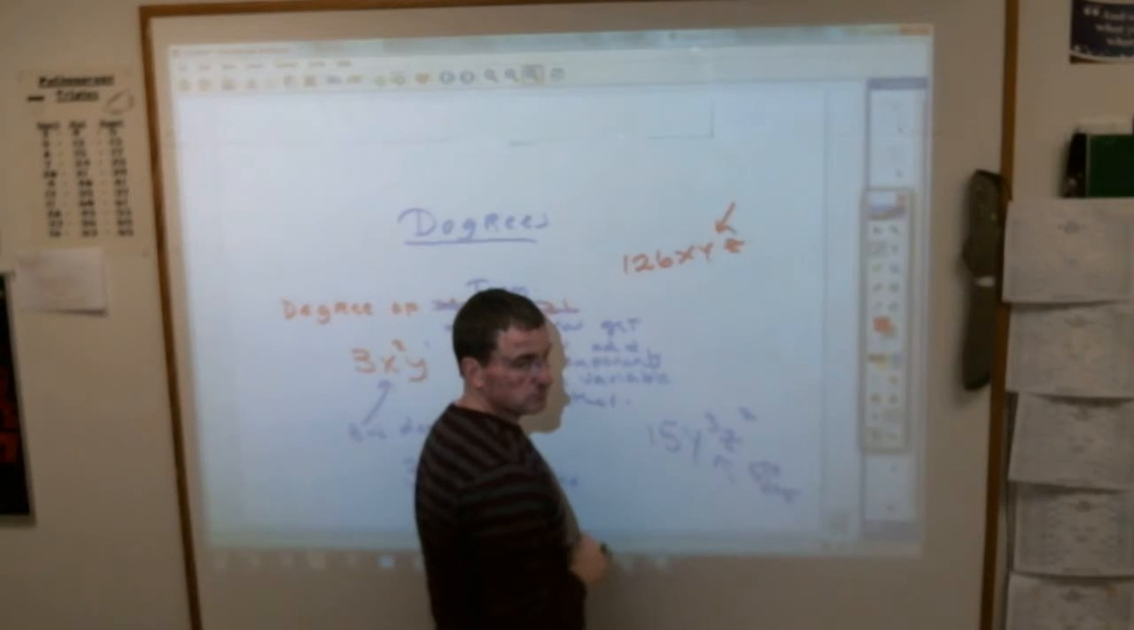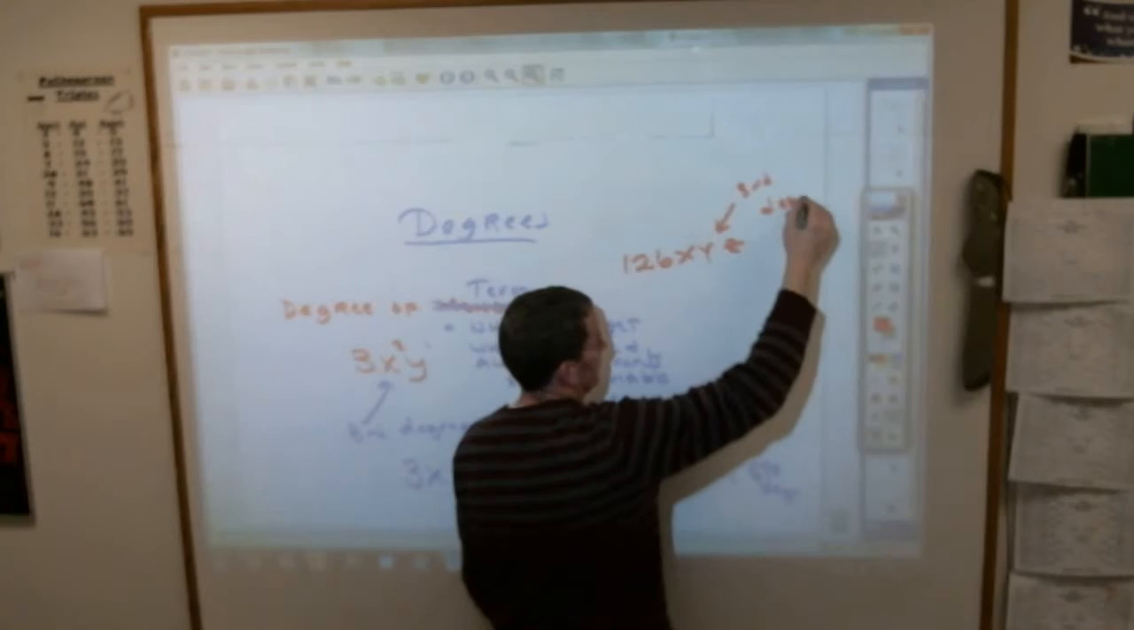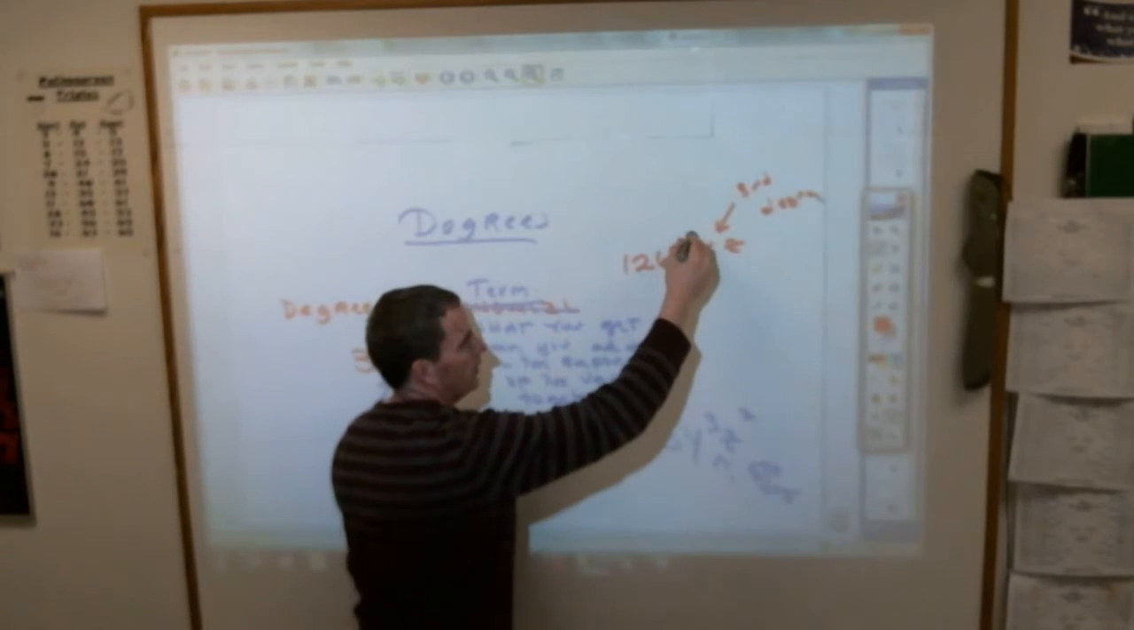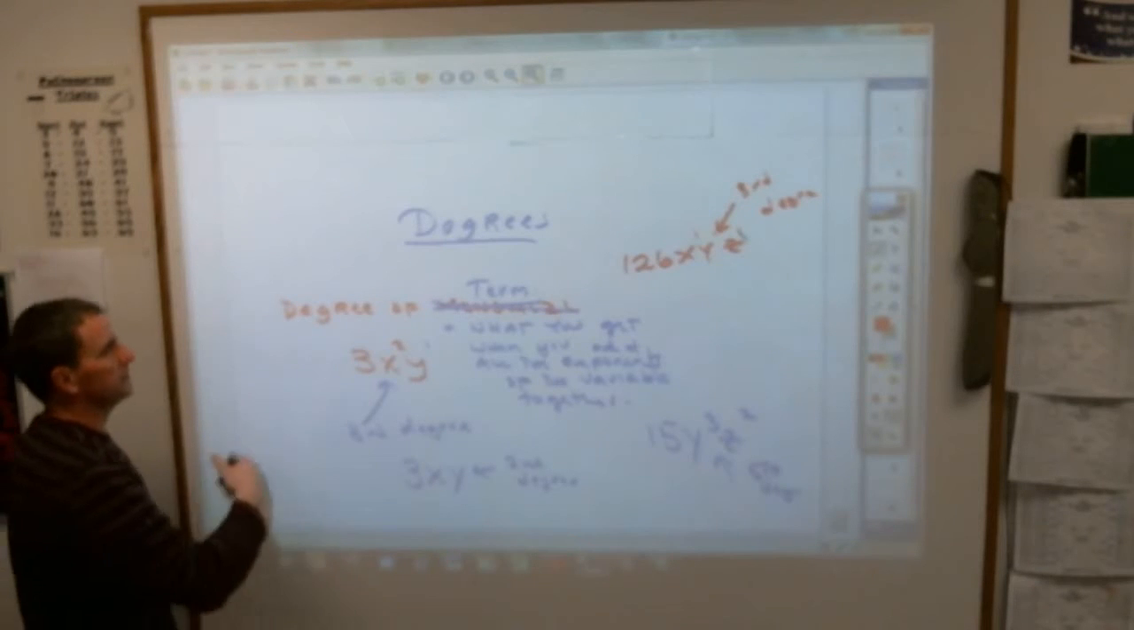X cubed, third degree. Add the 1 plus the 1 plus the 1. It's just the exponents of the letters.